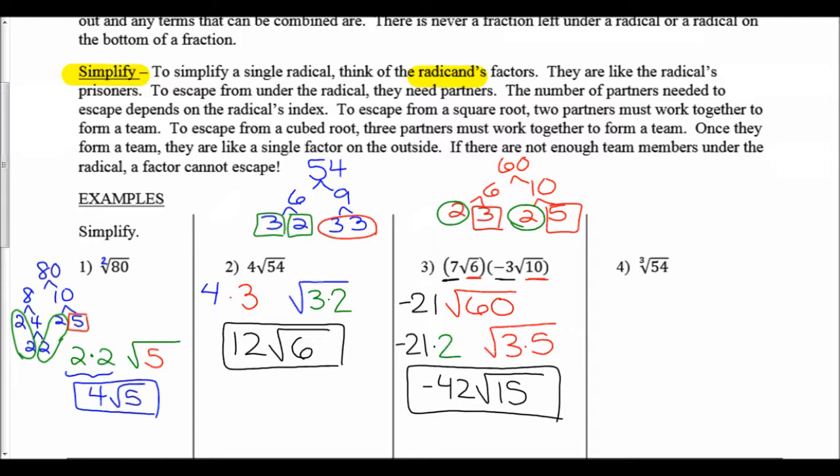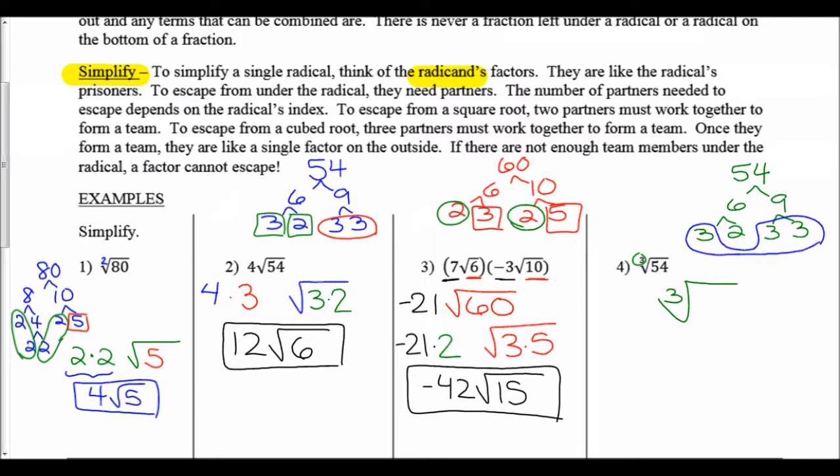In example 4, I have a slightly different situation because in this one I have an index of 3. Remember, the index was this little number in here. That means the cubed root of 54. I'm going to start out with my prime factorization for 54, just like I did in the earlier problem. But this time, in order to take something out from underneath a cubed root, I need to have 3 partners to form a team.